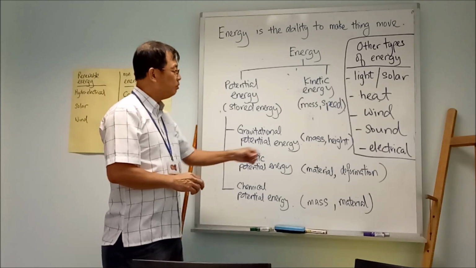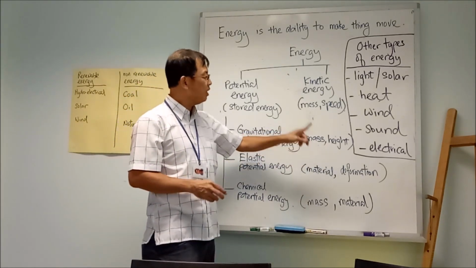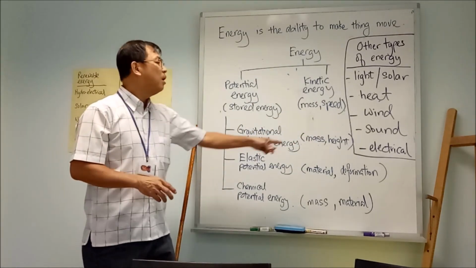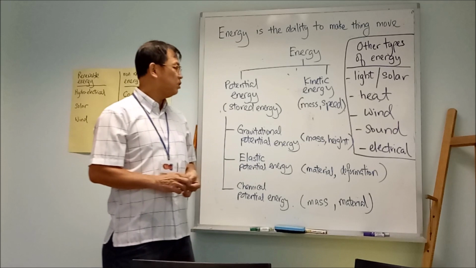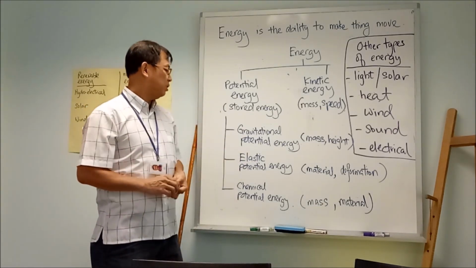Gravitational potential energy is affected by the mass and height. As the mass increases, gravitational potential energy increases, whereas as the height increases, gravitational potential energy increases. Now we go to elastic potential energy.